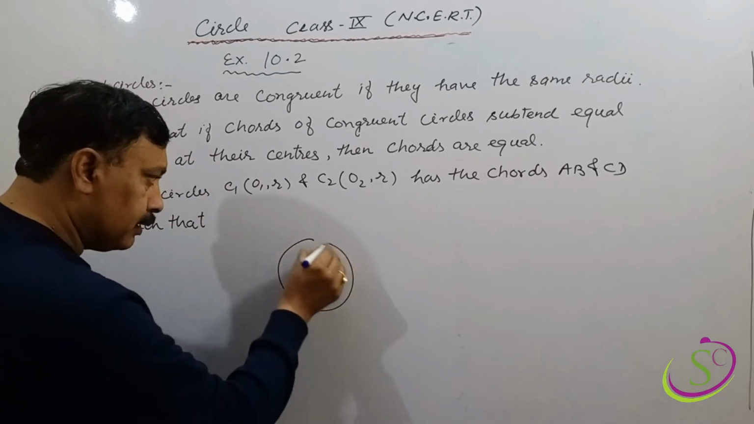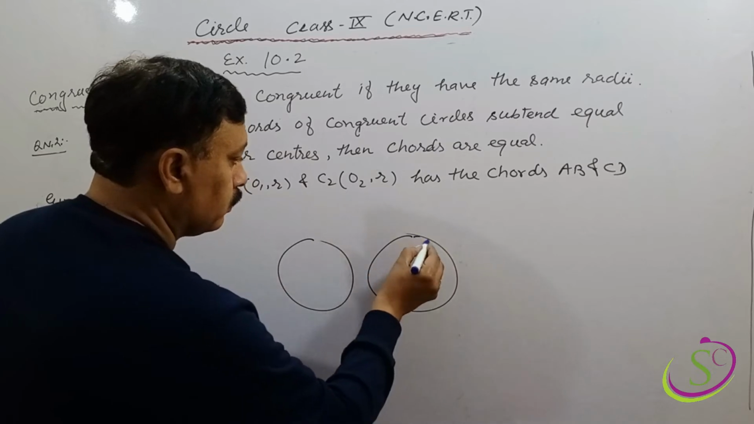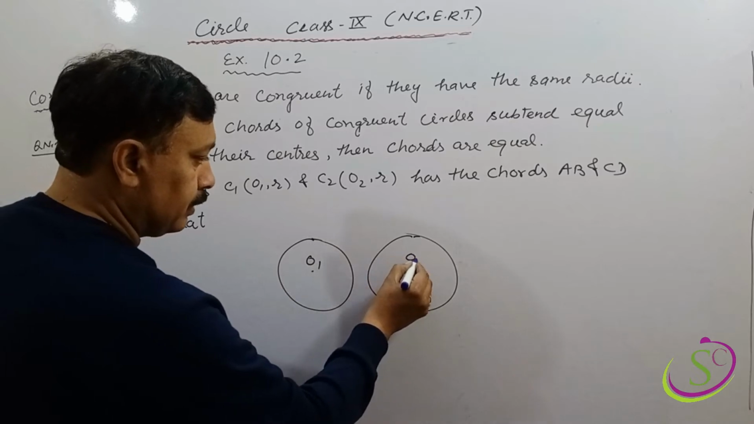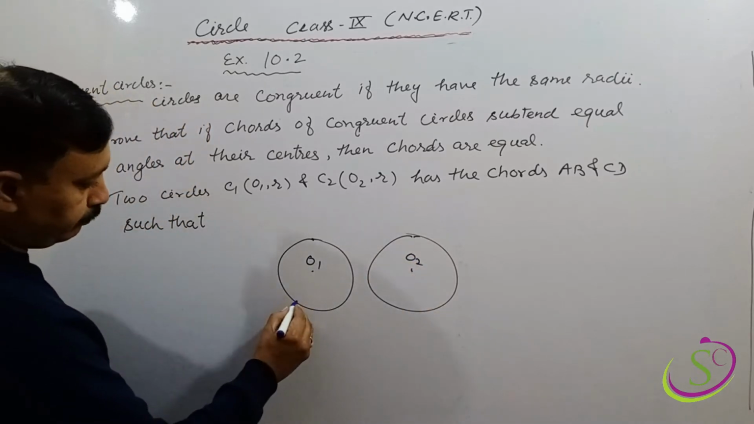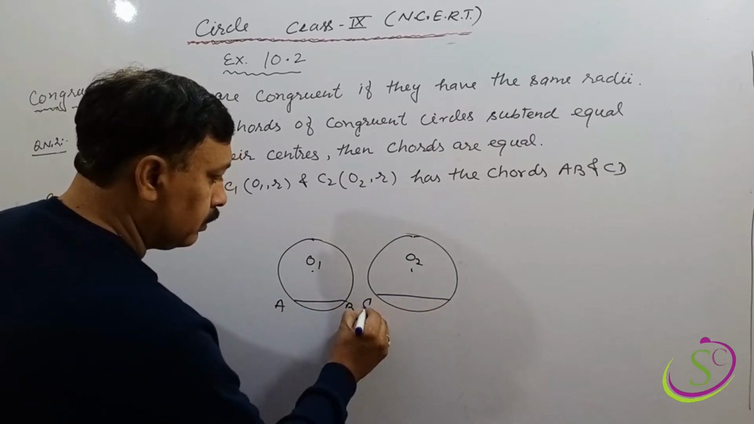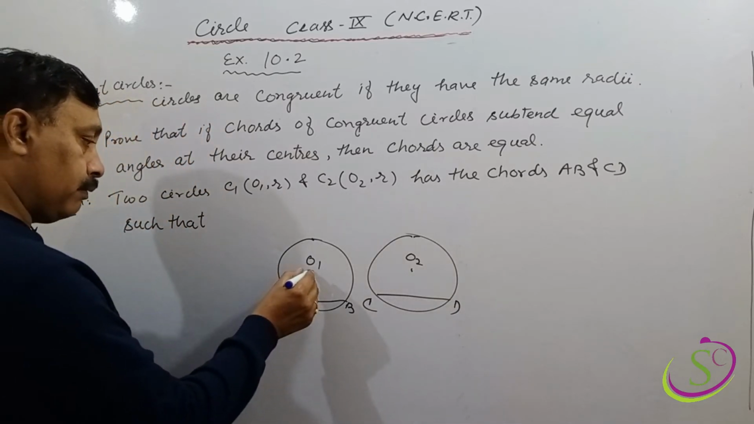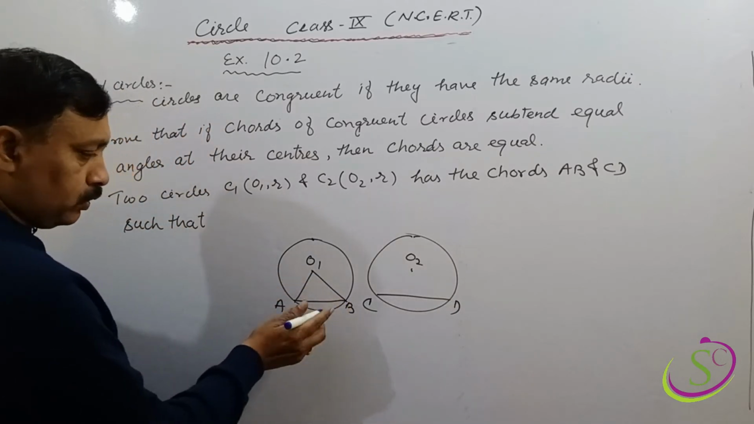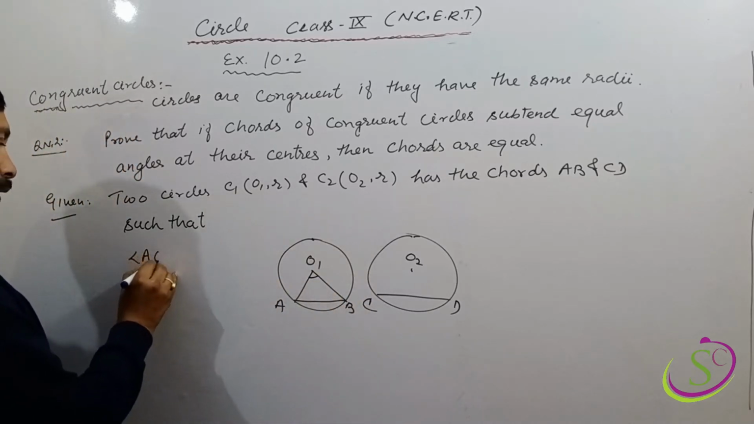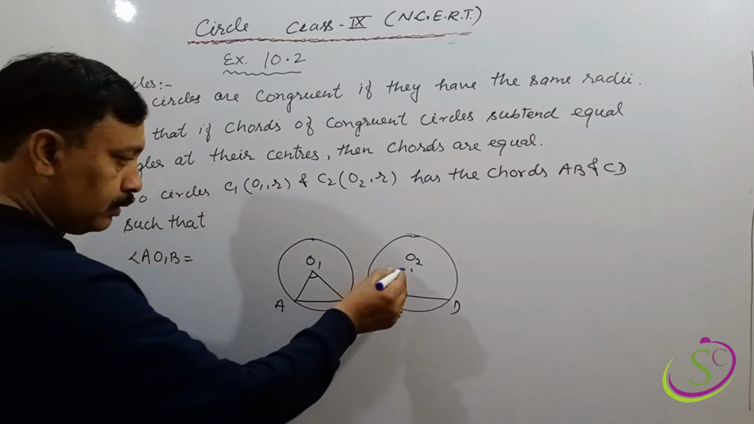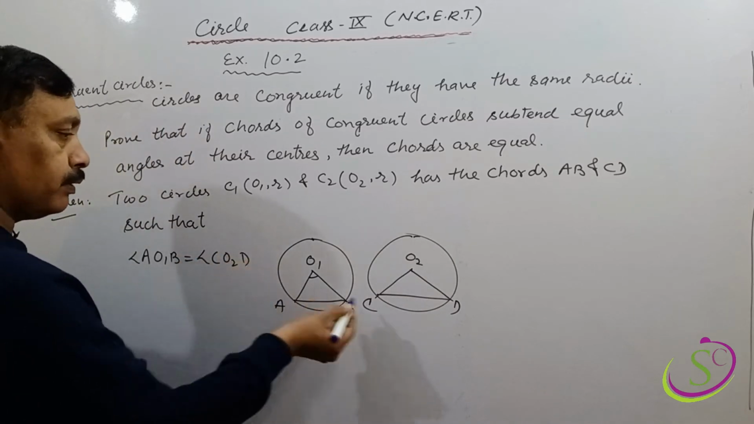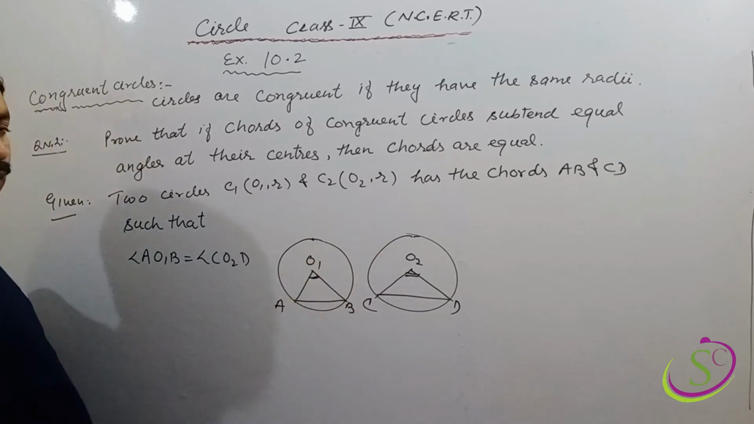One circle is this and one is this. Both the circles have the same radius but the centers are different, and the chord of this circle is AB and the chord of this circle is CD. But given is that the angle subtended by these two chords, angle AO1B, is equal to angle CO2D. These two angles are equal. It is given.